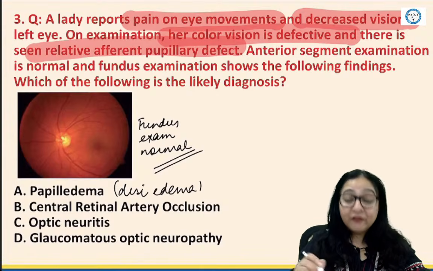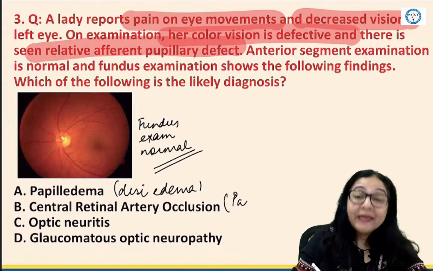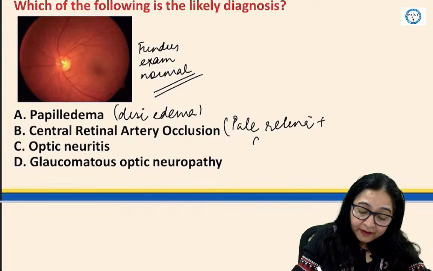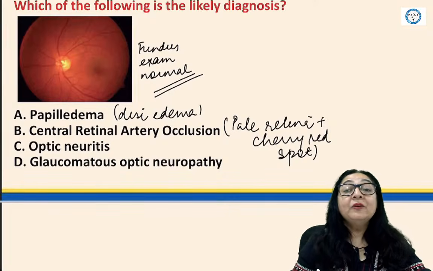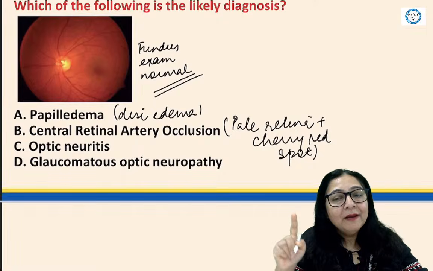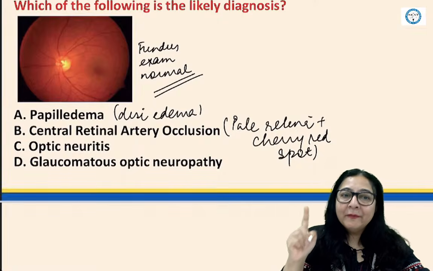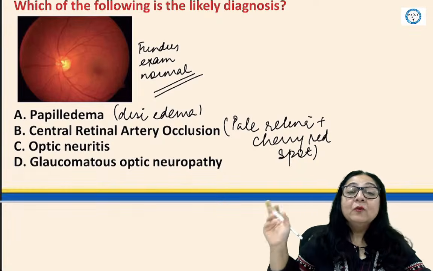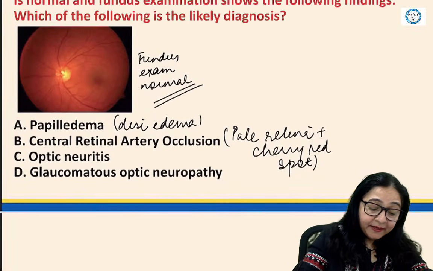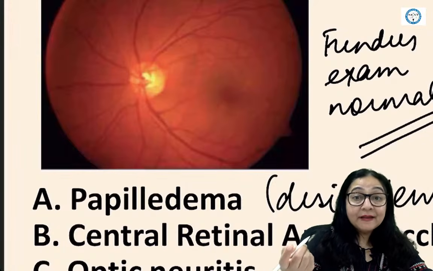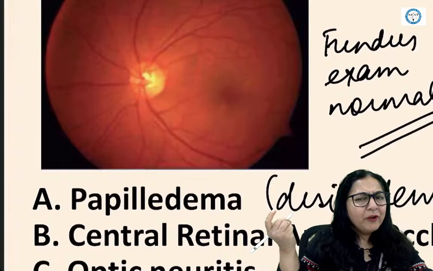In central retinal artery occlusion, there will be a pale retina with a cherry red spot. Again, there is nothing in this fundus image, right? In optic neuritis, there is a type called retrobulbar optic neuritis, or retrobulbar neuritis, in which fundus examination is normal. Okay. In glaucomatous optic neuropathy, again the optic nerve will show cupping. There is no cupping over here. No increased cupping. The cup is about 0.3 to 0.4 in this case.